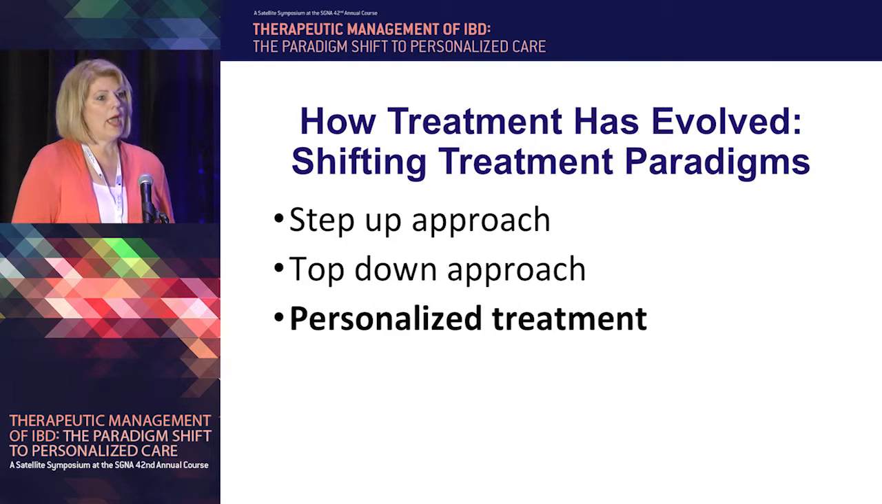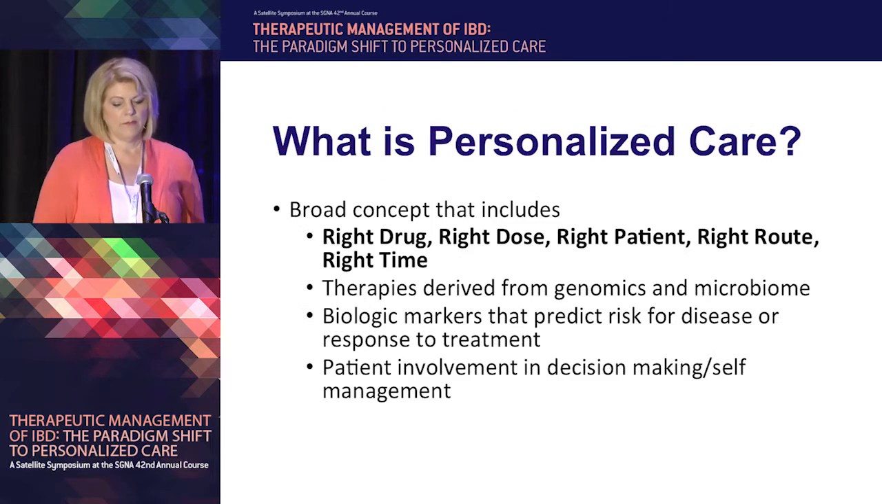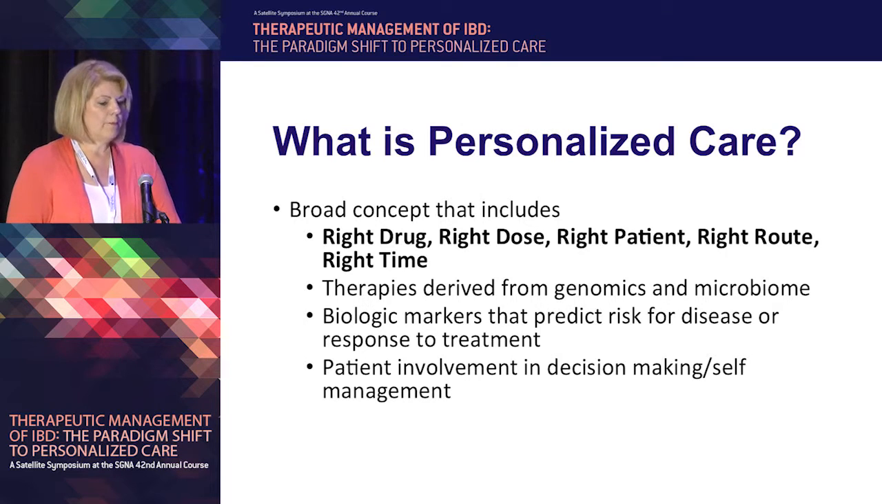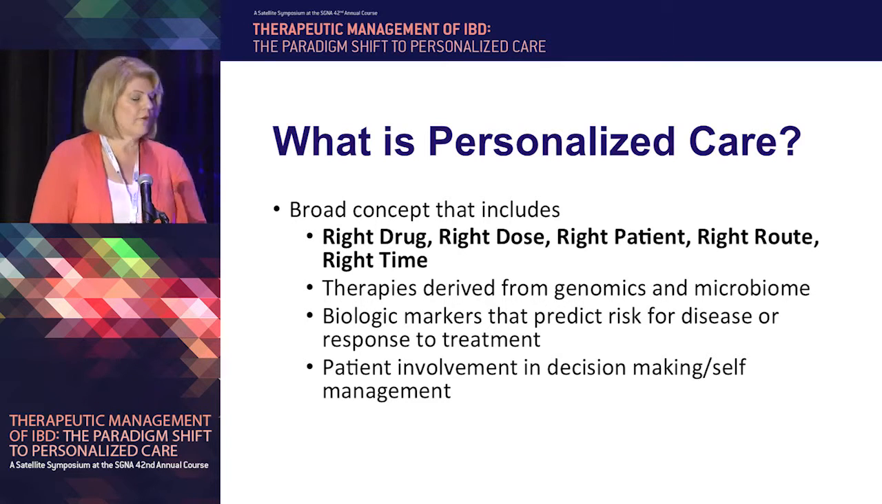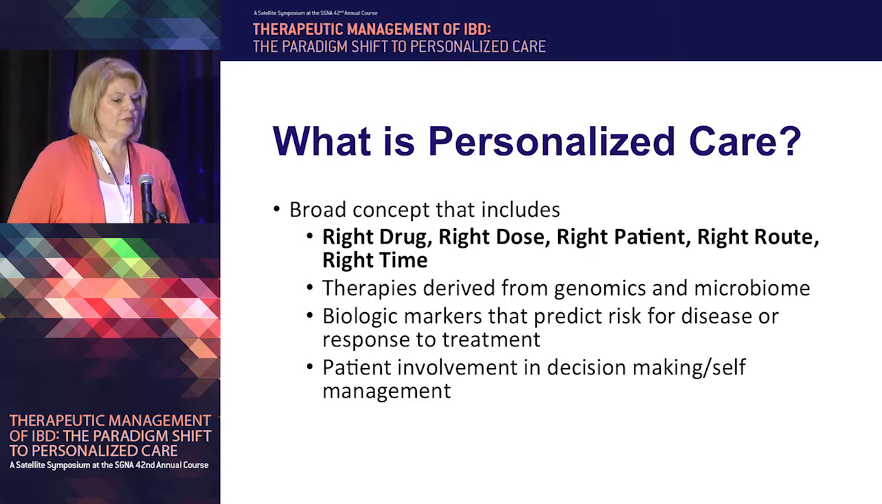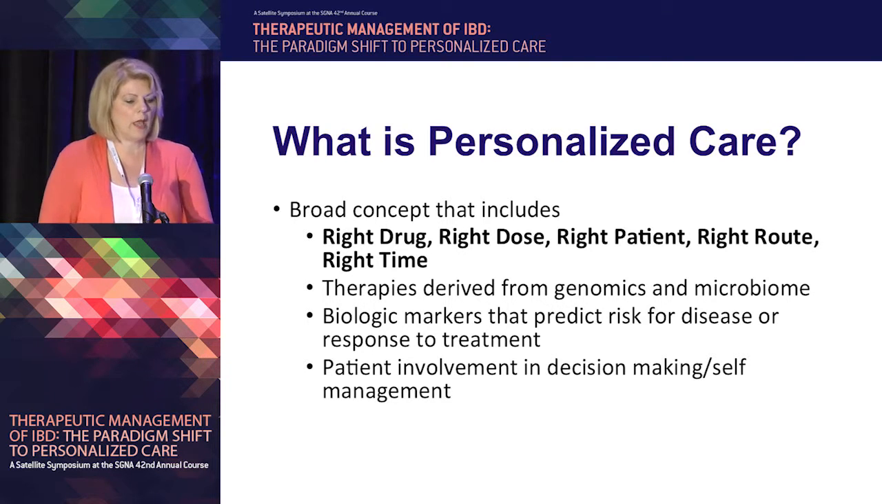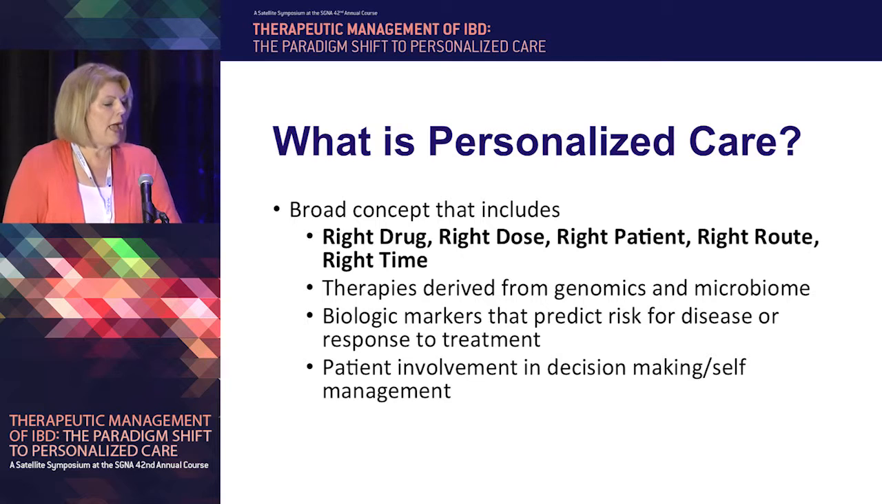And so we're now at personalized treatments. And what does that mean? It's a broad statement that talks about using right drug, right dose, right patient, right route at the right time. It's therapies derived from what Lara was somewhat talking about, the genomics and the microbiome. It's using biologic markers that can predict the risk of disease or response to treatment, so that we can make a prediction ahead of time as to what drugs they might need.